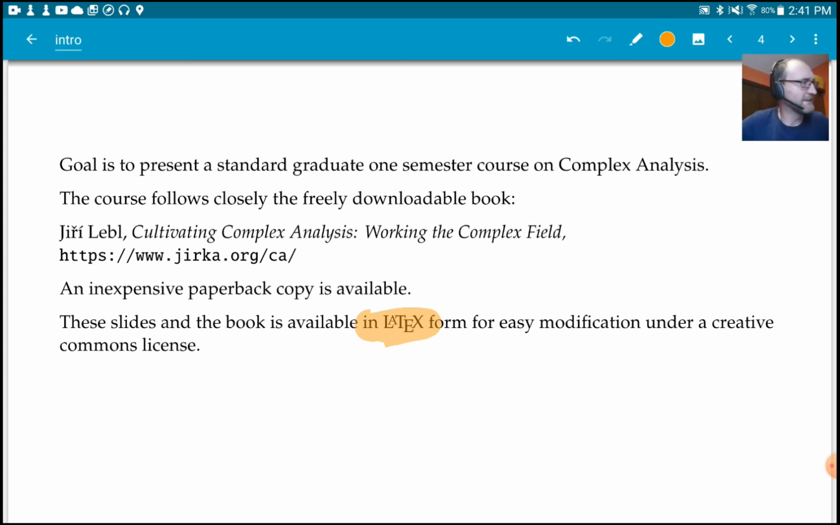But the book, I think, should be reasonably nice LaTeX, and the license for both is a Creative Commons license. So you can modify it, you can make your own version of it as long as you follow the license, meaning you're supposed to keep the attribution and you're supposed to keep it under the same license and all that. So all right.